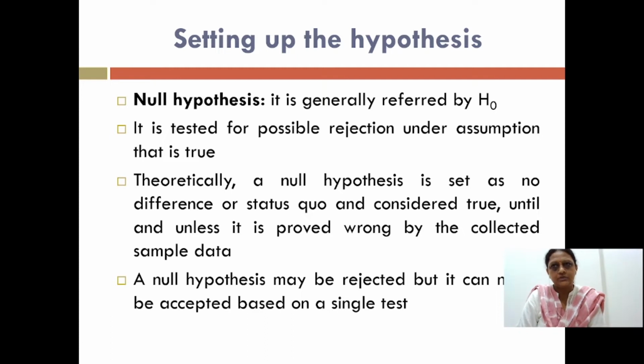Setting up the hypothesis. To set the hypothesis, it is required to understand that there are two types of hypothesis: null hypothesis and alternate hypothesis. What is a null hypothesis? Symbolically, it is represented by H0. It is tested for possible rejection under the assumption that it is true. So say as a researcher, if I assume that the sales of my company have increased due to the advertisement or due to the promotion campaign that the company is having, that is my assumption. So what is the null hypothesis in such a case?